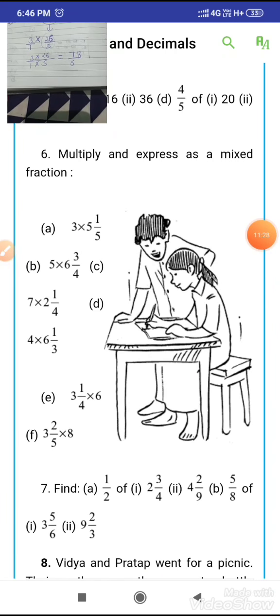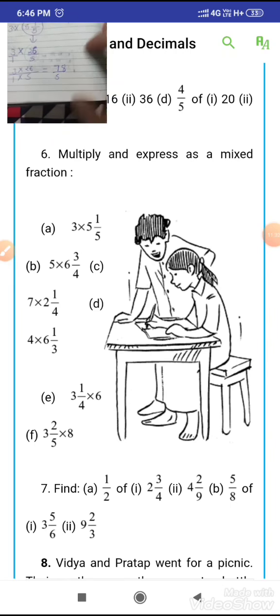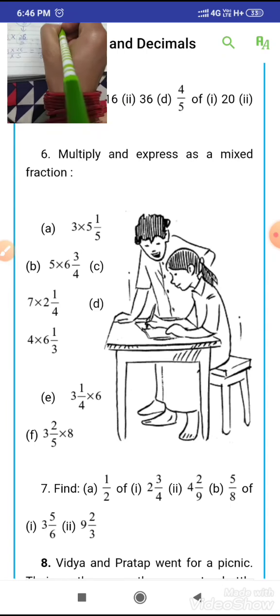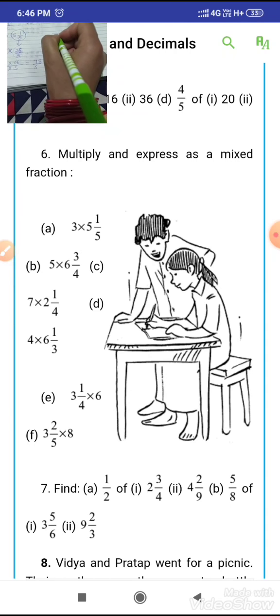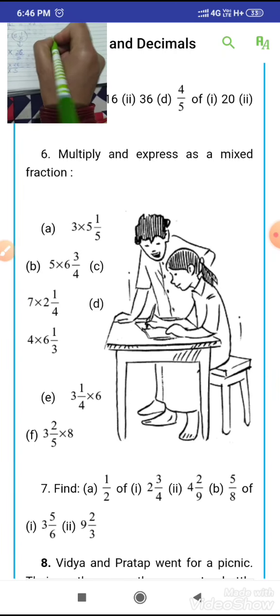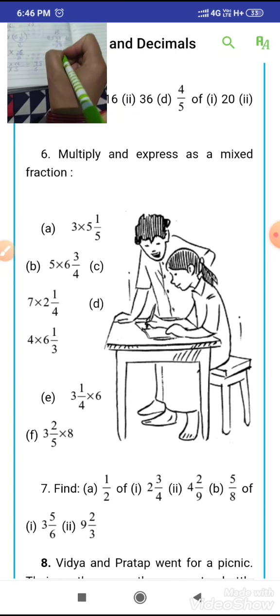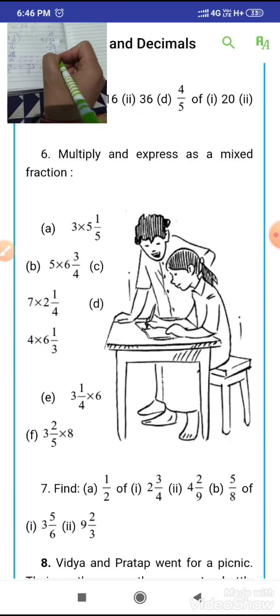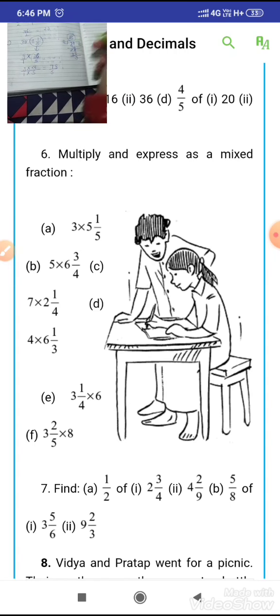So we have 78/5, and it is an improper fraction. For reducing this fraction into a mixed fraction, we have to divide 78 by 5. 5 ones are 5, and here we have 28. 5 5s are 25, and the remainder is 3. So it is 15 whole 3/5.